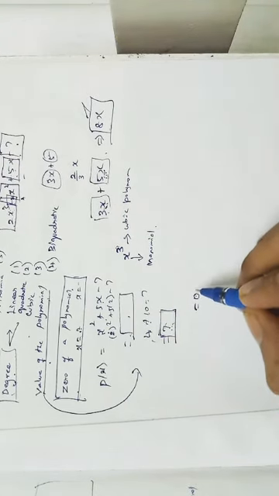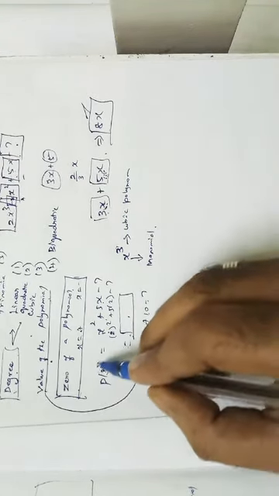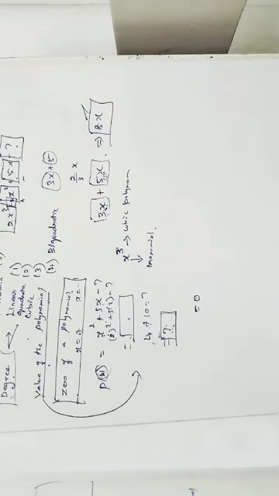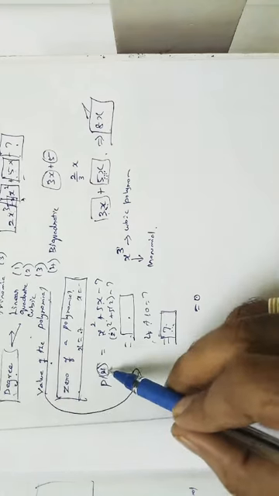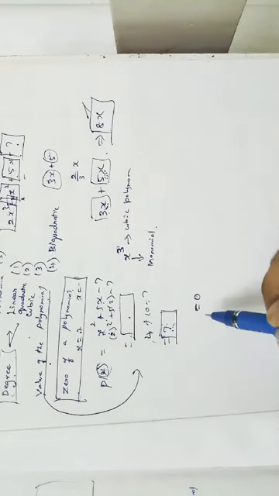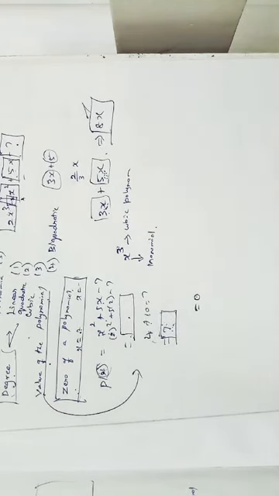If the value is equal to 0, then that x value is nothing but a zero of the polynomial, because that x is making the polynomial 0. That's why it is called a zero of a polynomial. Understood? A zero of a polynomial is something you get by substituting.